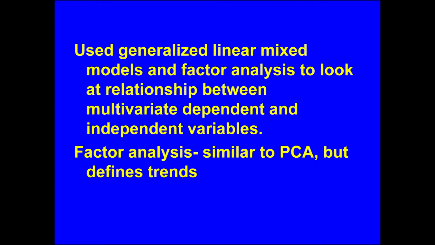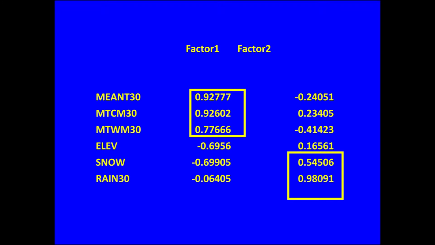And then for the modeling, we use generalized linear mixed models to try and look at the relationship between these variables. And the one that I'm going to show you just as an example today is something called factor analysis. Factor analysis is very similar to principal component analysis in the sense that it's variable reducing, where you try to take all these independent variables that you have and reduce them down to just a few that can be used to predict. And the other neat thing about this method is that unlike principal component analysis, you can use it to define trends.